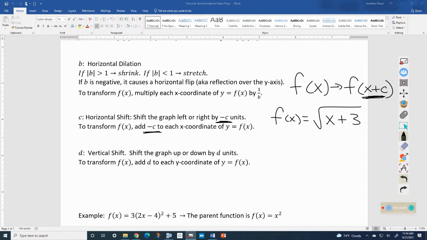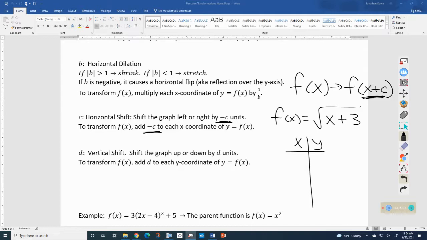So you add negative c to each x coordinate. So a plus 3 would actually be subtracting 3 from every x coordinate. Whereas if it was x minus 3, then it would be moving to the right. I would be subtracting negative 3, in other words, adding 3 to each x coordinate. Let's just do a couple of examples to see how that works.